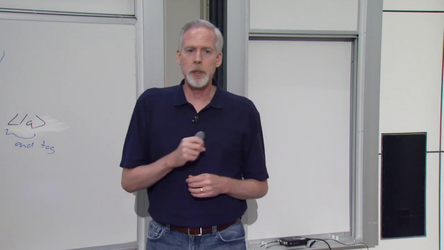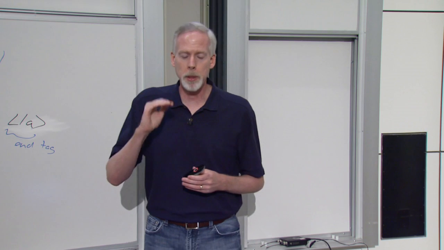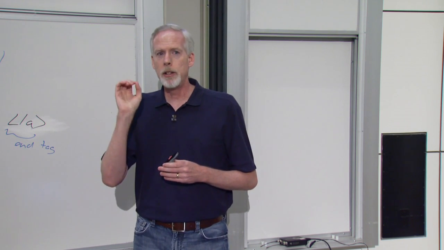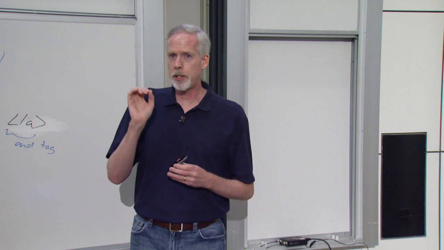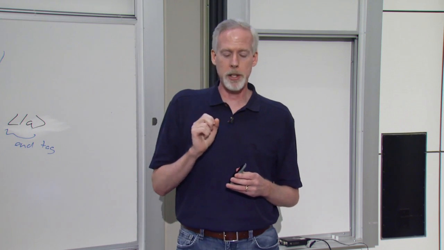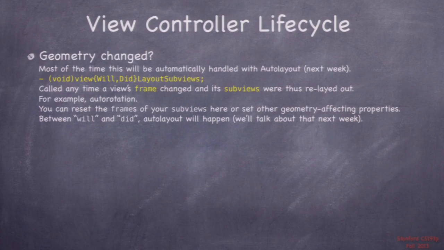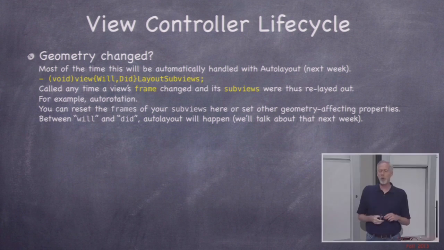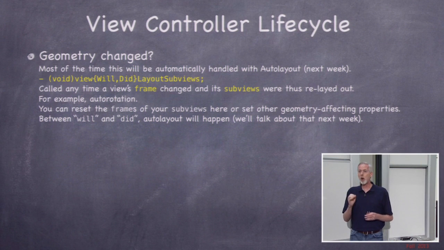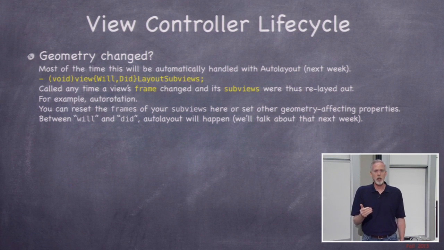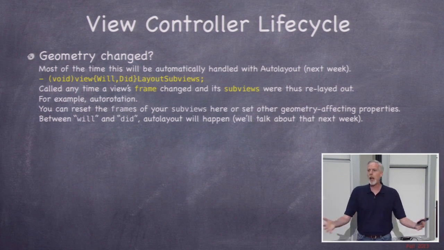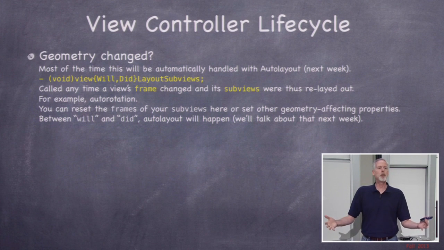Now let's talk about geometry. I put this off to this slide. In iOS 6, they introduced two really cool methods: viewWillLayoutSubviews and viewDidLayoutSubviews. This is where to put geometry-related code. viewWillLayoutSubviews is called just before iOS 7 tries to lay out your subviews, tries to lay out your view.